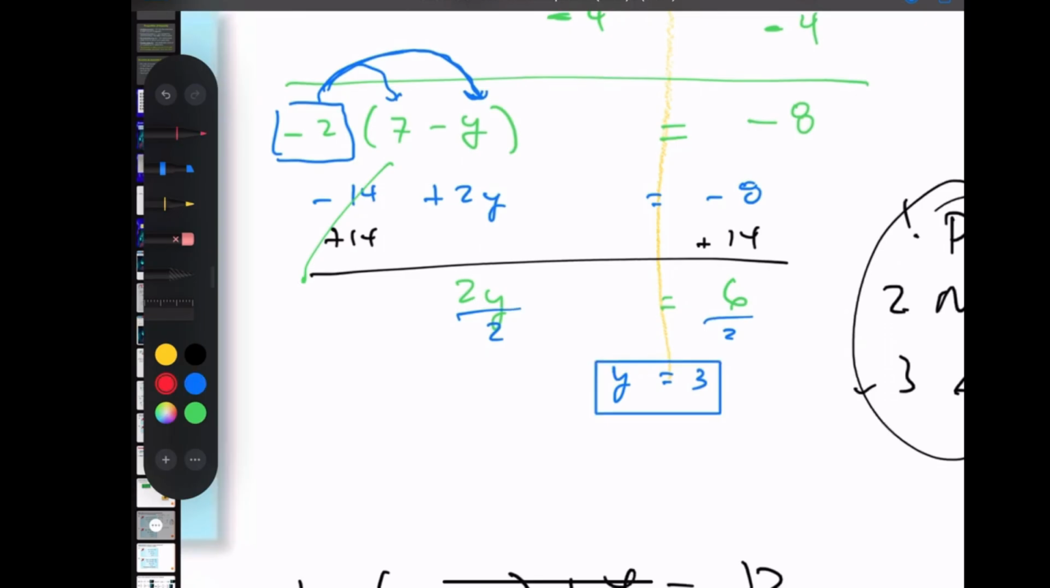But what I wanted to show you guys was back here, you could have just divided by -2, and then this would have canceled. Do you see that? And then you would have just been left with -7 minus y equals +4. Subtract to get negative y equals -3 and divide by -1. So a couple of ways to try that problem.